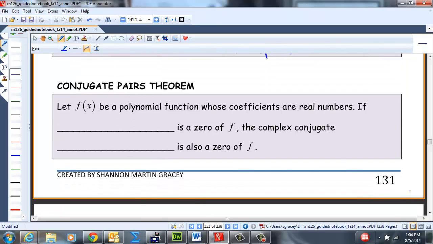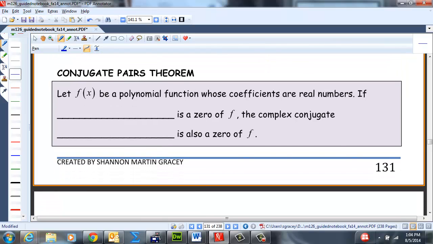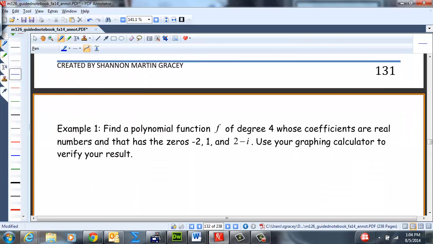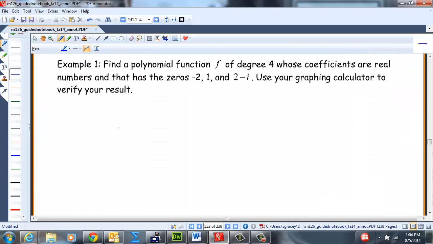The conjugate pairs theorem. Let f be a polynomial function whose coefficients are real numbers. If r equal to a plus b times i is a zero of f, the complex conjugate r equals a minus b times i is also a zero of f. So let's take a look at a problem. Find a polynomial function f of degree 4 whose coefficients are real numbers and that has the zeros negative 2, 1, and 2 minus i. And then we can use our graphing calculator to verify.